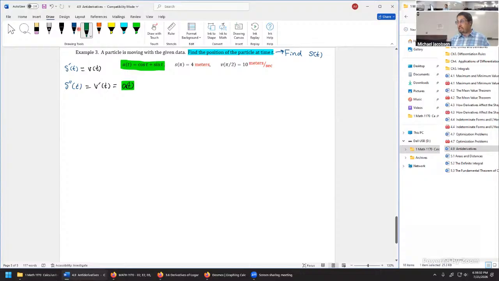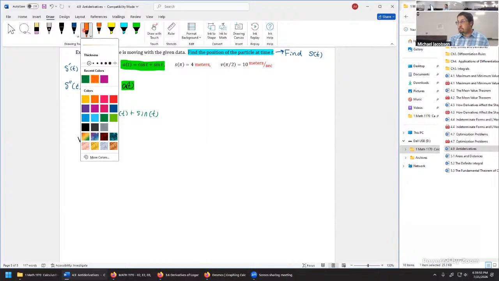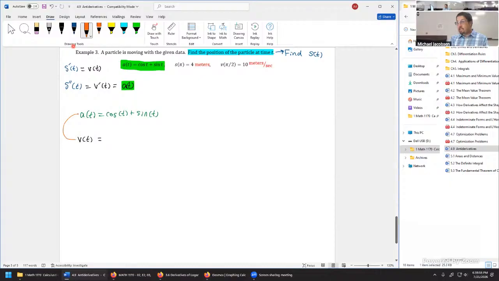Okay, let's give this a try. I'm going to copy the acceleration function down just to show the flow of all the functions as we move through these. A of t is cosine t plus sine t. If we know acceleration, we can come up with velocity. V of t, let's do as we did in the last problem. To get v of t, we're not differentiating any longer. We're taking the antiderivative.